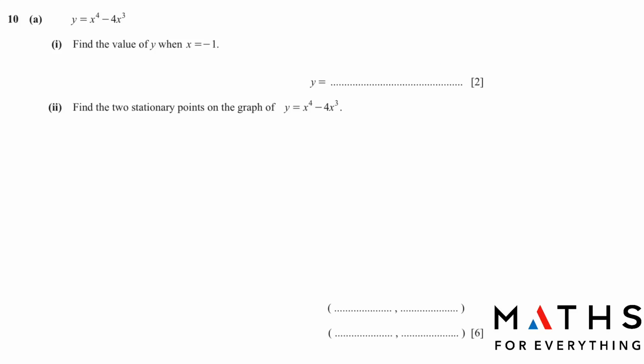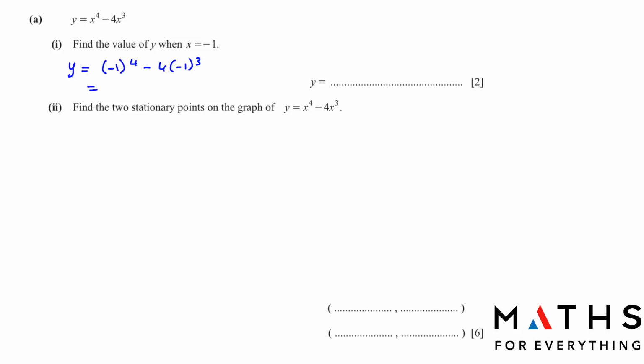Question number 10. It's got 6 marks. It's because it's a new topic, not because it's difficult. So let's start. The first question is a 2-mark question and it's super easy. Find the value of y when x is equal to negative 1. So in place of x, substitute negative 1. The bracket is important.